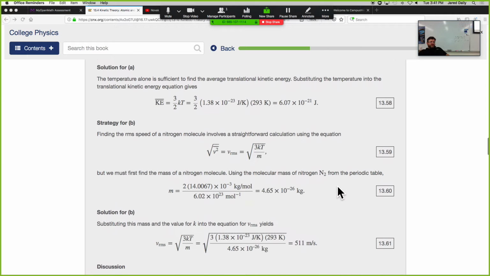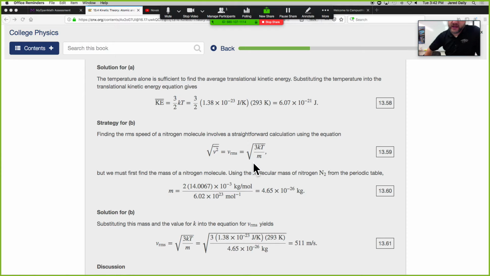But in part B, they want to know the average speed of the particle. So they know the temperature, but they don't know the mass of the nitrogen. So they have to find the mass of nitrogen. And if you go to the periodic table here, with the nitrogen, the 7 means it has 7 protons in its nucleus, right? And the 14 just below it tells us the mass of it in grams per mole.